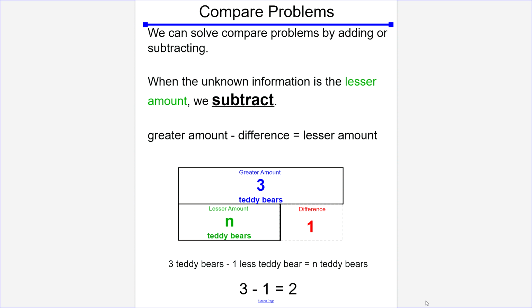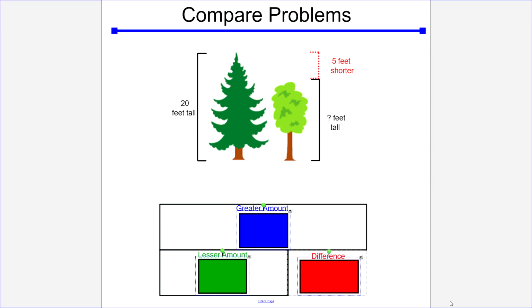Because the greater amount is 3 and the difference is 1, our problem will be 3 teddy bears, the greater amount, minus 1 less teddy bear, the difference, equals n, the lesser amount of teddy bears. 3 minus 1 equals 2. So in this problem, the lesser amount, n, equals 2. Let's go ahead and look at another compare problem with a missing lesser amount.